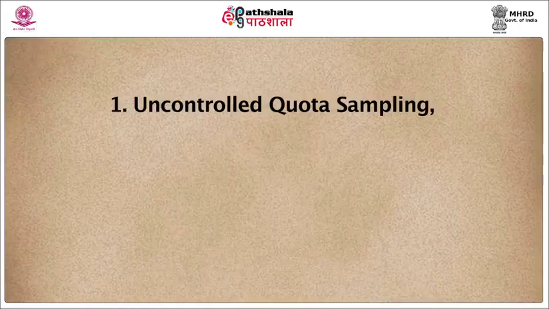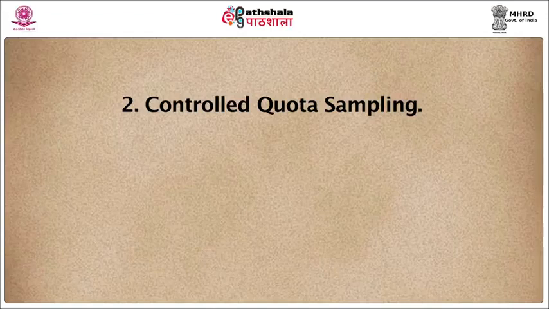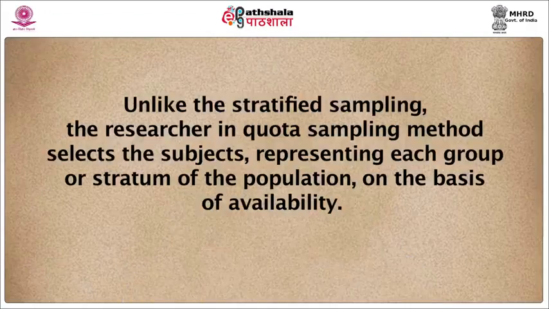This type of sampling method may be further divided into 1. Uncontrolled quota sampling and 2. Controlled quota sampling. In uncontrolled quota sampling, the researcher selects the sample as per her own convenience. On the other side, some restrictions are imposed to limit the researcher's choice in controlled quota sampling. This type of sampling is similar to stratified sampling. However, unlike stratified sampling, the researcher in the quota sampling method selects the subjects representing each group or stratum of the population on the basis of availability.